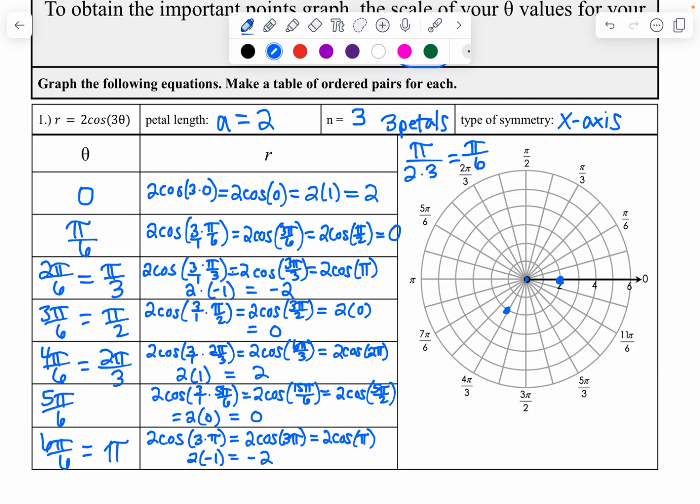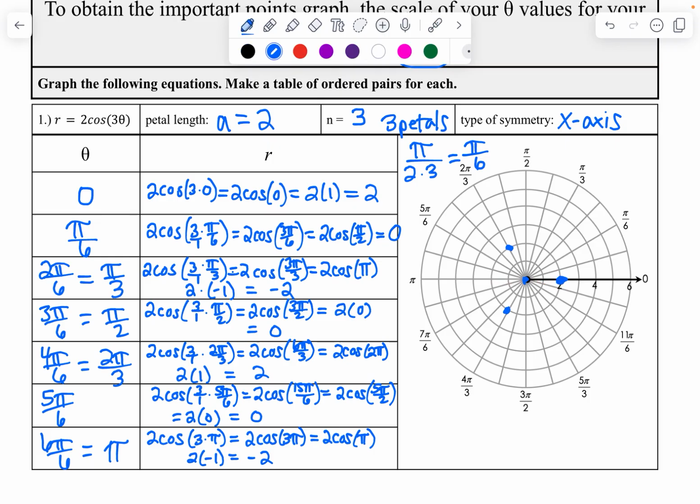And then at pi over 2, we're back at 0. At 2 pi over 3, we're out at 2. And then at 5 pi over 6, we're back at 0. And at pi, we're at -2, which would send us back to this point here that we already have. Because here, but then since it's -2, we send it this way, so it ends up right there.